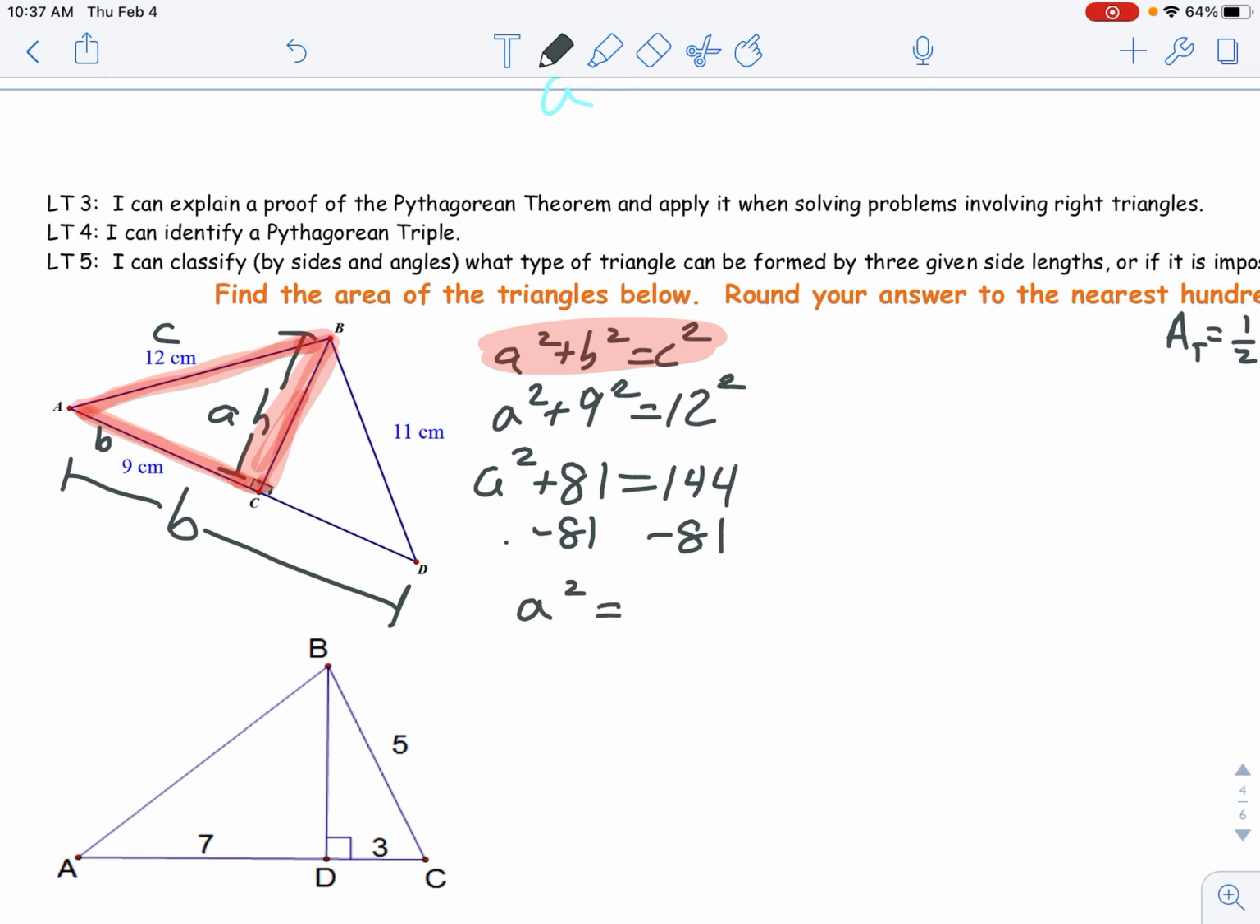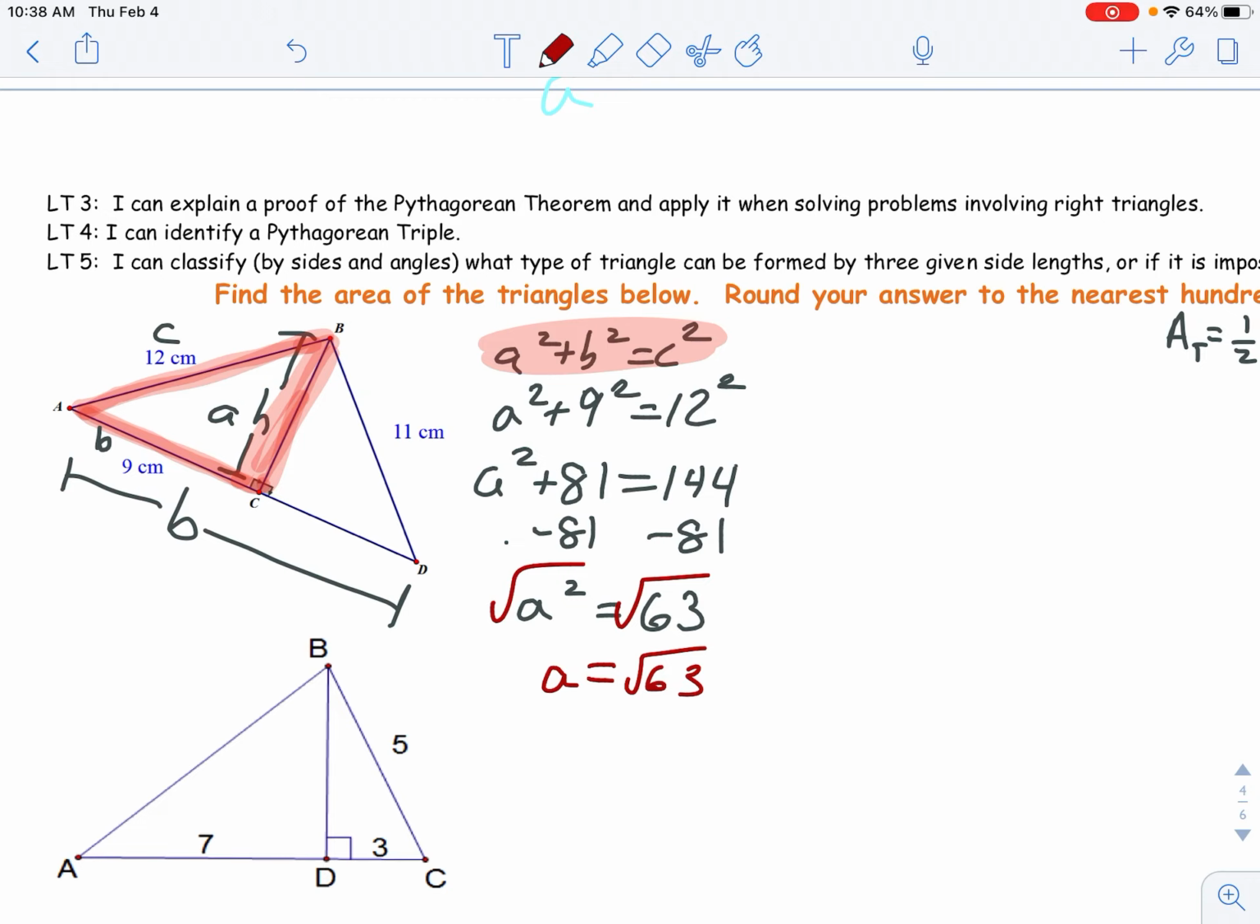And 144 minus 81 is, hold on, 63. All right. Take the square root of both sides, and A equals the square root of 63. And we're going to keep it like this. It says round to the nearest hundredth, but for now, we are just going to keep it in radical form. All right. Why are we doing this? You'll stay tuned and find out.